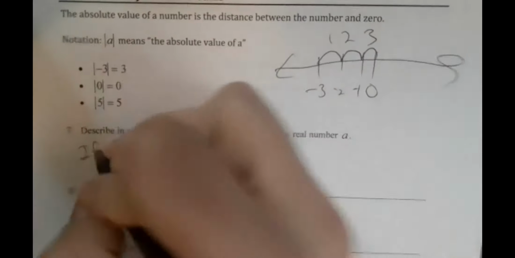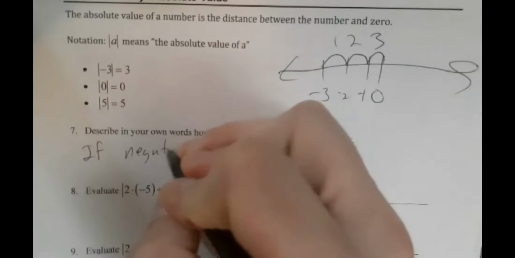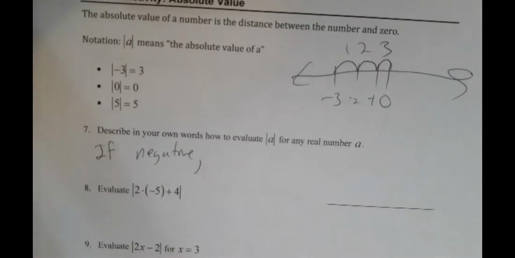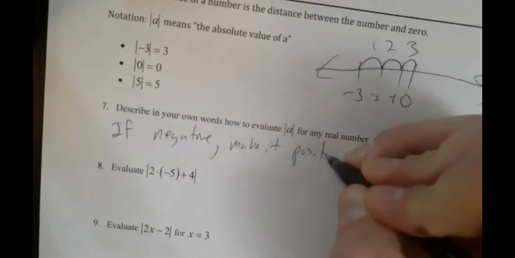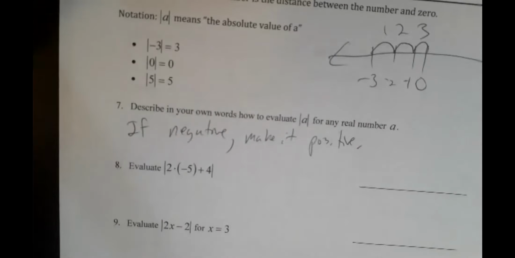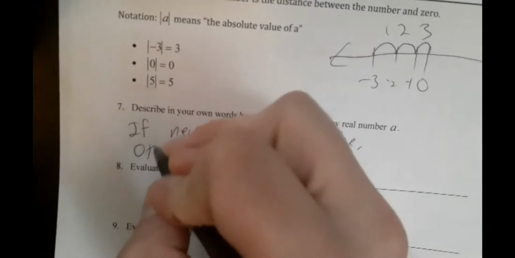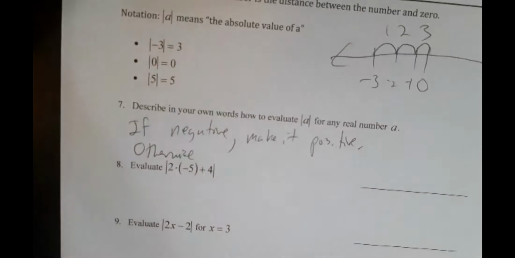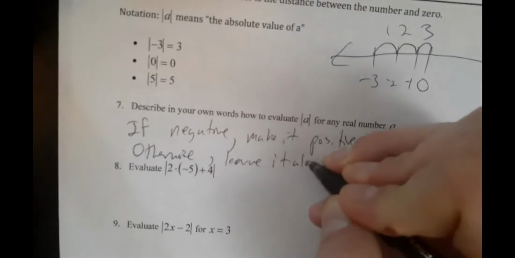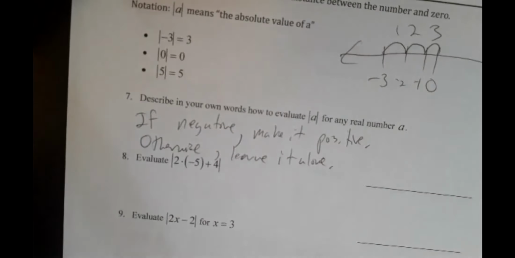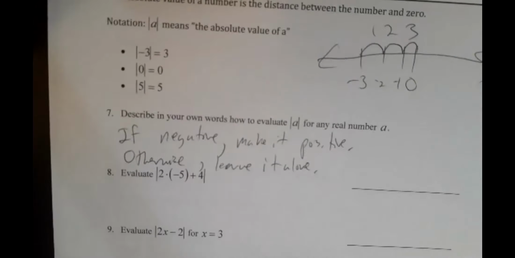So this is what I would do. If it's negative, that's really the one scenario you need to worry about the most, right? If it's negative, what do you do to it? You're going to make it positive. And if it's zero or positive, I would just leave it alone. If it's zero, it's zero. If it's a positive number, it stays positive.